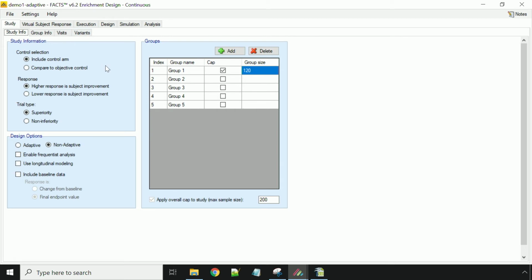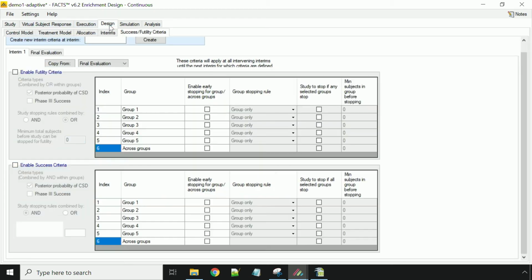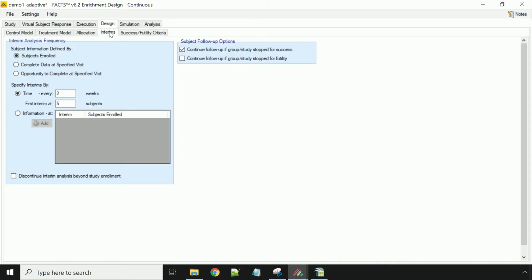So most of what we've entered, we took some time to enter into FACTS, is going to remain the same. We've got the same number of groups, we've got the same response profiles we want to simulate. All we need to do is to say, well, now our design is adaptive. Execution, everything else remains the same. But now on the design tab, we get some additional options. We get to specify where the interims occur. So we're going to have an interim every 4 weeks, with our first interim when 70 subjects are complete at their visit. Currently we only have 1 visit.